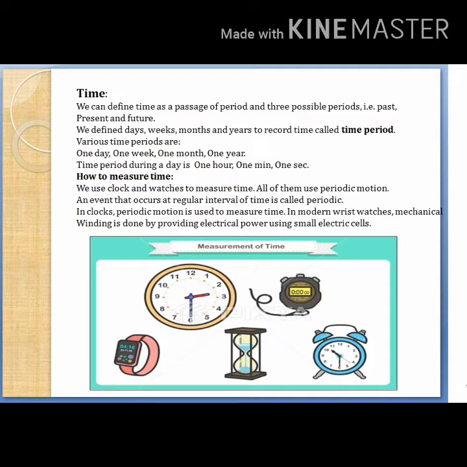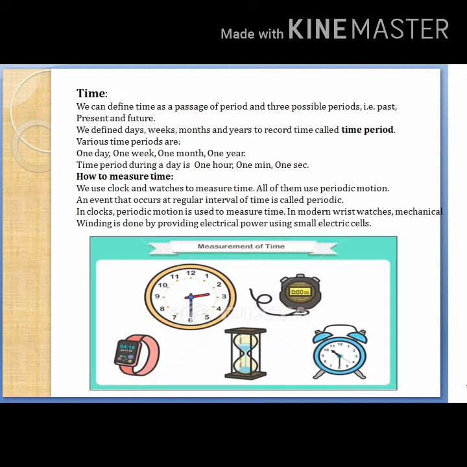Like TV programs are broadcast at a predefined schedule time. Trains and flights run as per schedule time. In cinema halls, if you take an example, movies start and end at the given time. Seasons also follow a predefined schedule and come at predefined months. It is summer in May and June, and winter in December and January.